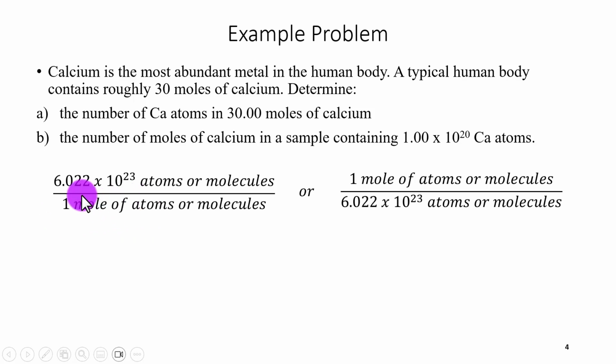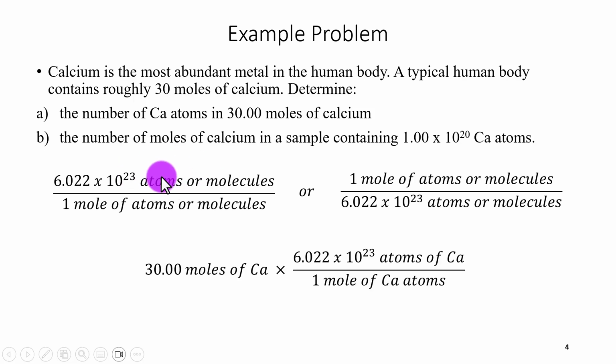this one here. I thought I had made a mistake, but it's this one, right? Because I have 1 mole at the bottom, which will cancel with my 30 moles up here. And then at the top, I have atoms or molecules, and I want that at the top. I want to end up with that. So here's my problem. I set it up this way. I have 30 moles of calcium. Always start with the amount you're given, not with the conversion factor.